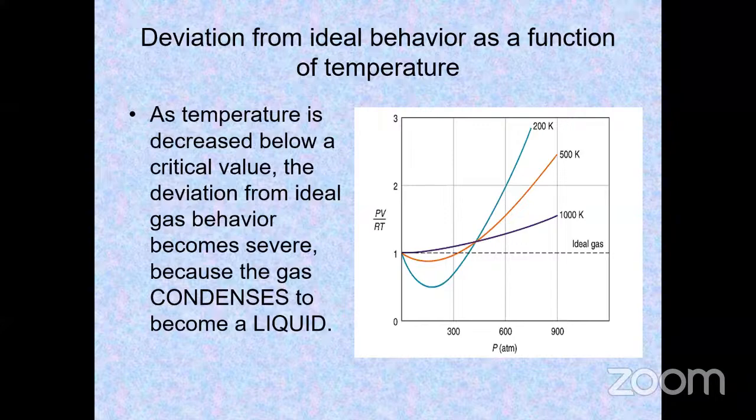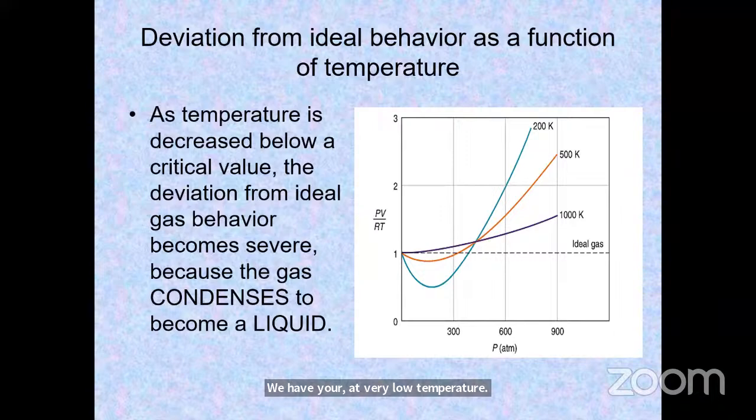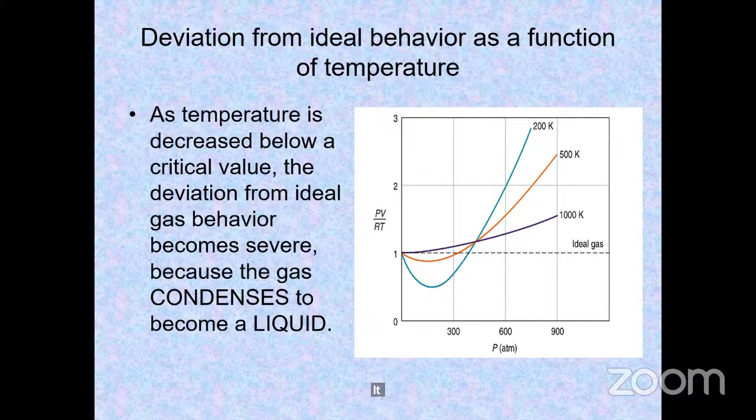So this behavior tells us that at very low temperature, ideal gas is no longer ideal. The deviation is far from ideal. Okay?